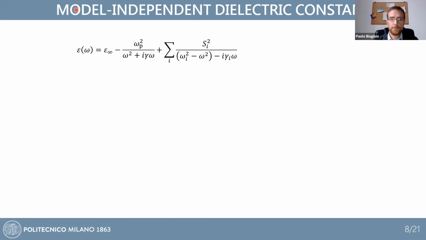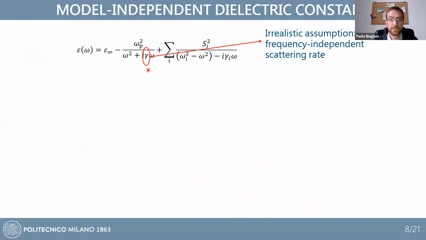So a little bit more insight into this formula, just to make everyone aware that this formula contains a strong assumption, which is that the scattering rate gamma that appears here in the denominator of the Drude term is a constant. So this assumes that the scattering rate is frequency independent. And this is not true for the scattering mechanisms that we encounter for these materials in the mid-infrared range.